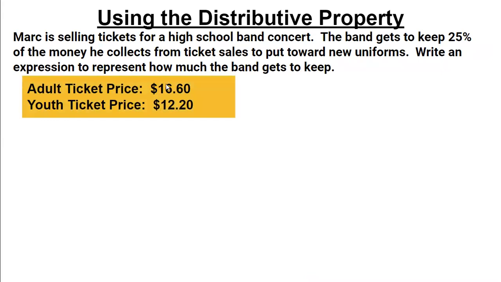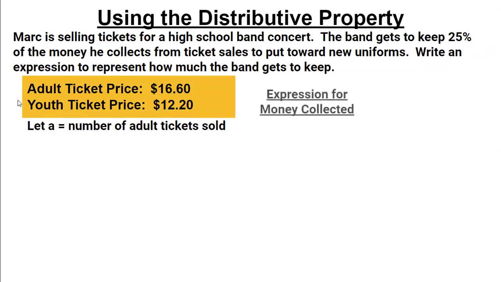So the adult ticket price is going to cost $16.60. The youth ticket price is $12.20. So we're going to let A equal the number of adult tickets sold. A is a good choice because it stands for adult. We're going to write an expression for the money collected: $16.60 times the number of adult tickets sold.